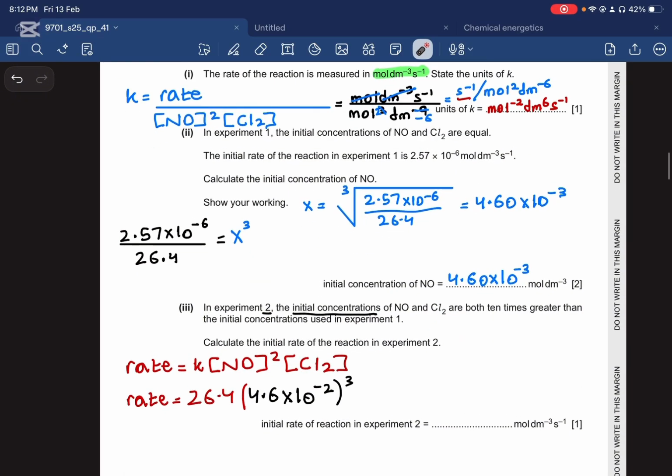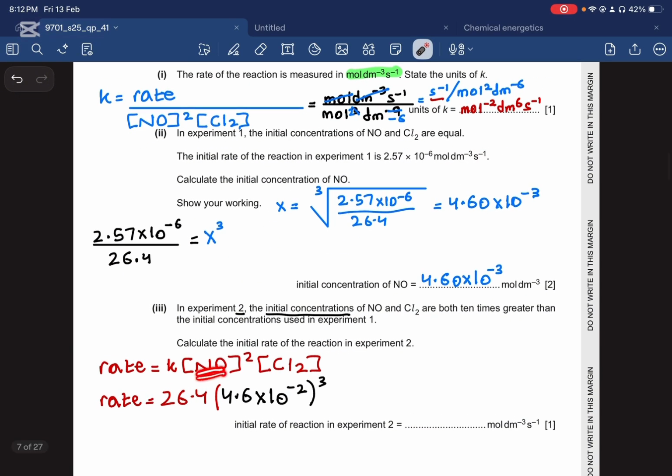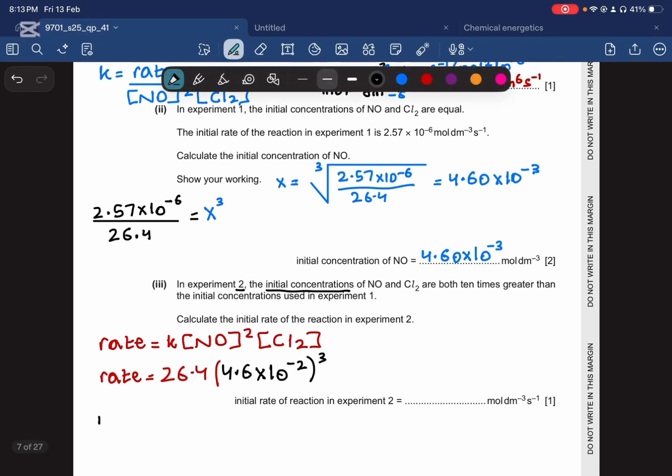So let me just rephrase myself. The concentration of NO is 4.6 times 10 power minus 2. This is the same as the concentration of Cl2. So instead of writing 4.6 times 10 power minus 2 squared times 4.6 times 10 power minus 2 again, just write it together as cubed. So you just have to solve it, and then the answer is going to be 2.57 times 10 power minus 3.